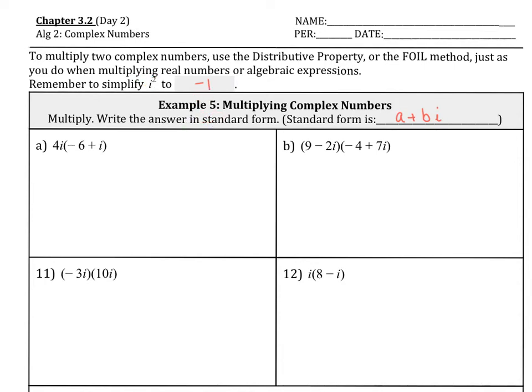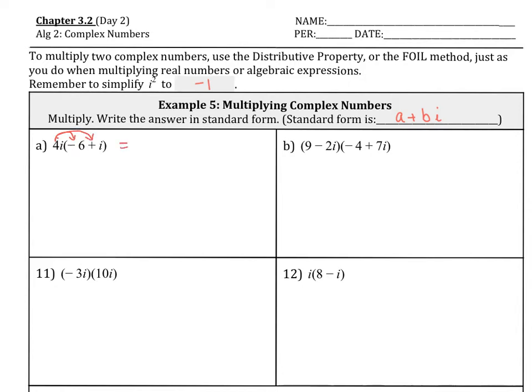Example number 5, multiplying complex numbers. Write the answer in standard form. Remember the standard form was a plus bi. Letter A, you're going to multiply 4i with this -6 plus i. So it's distribution. You're going to distribute 4i inside.